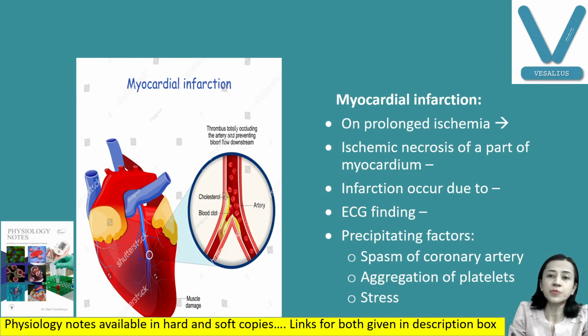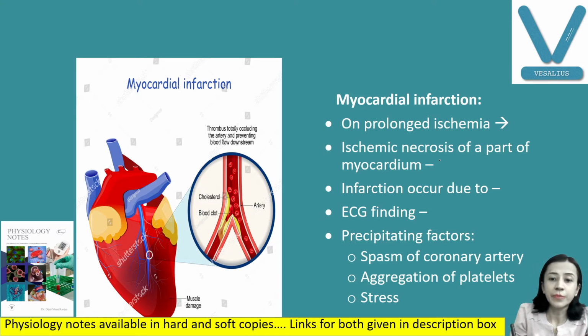Okay, now next is myocardial infarction. If the ischemia is prolonged, there is ischemic necrosis of a particular part of the myocardium. When there is prolonged ischemia and complete obstruction, that results in death of the cell, that is ischemic necrosis of a particular part of the myocardium. This infarction occurs due to more than 75% obstruction of the coronary artery, and here ECG finding is an important tool for the diagnosis as well as for localizing the myocardial infarction.